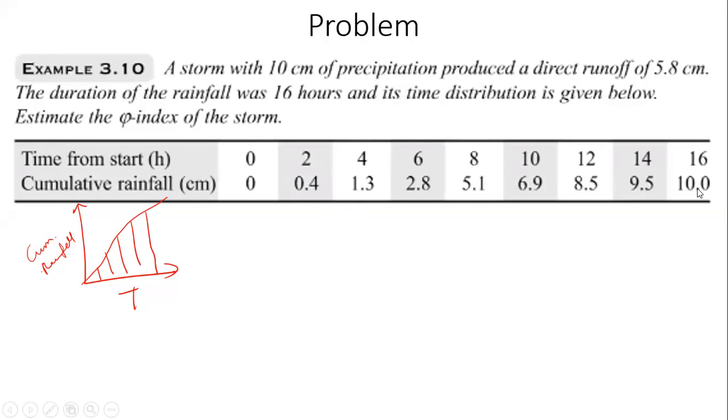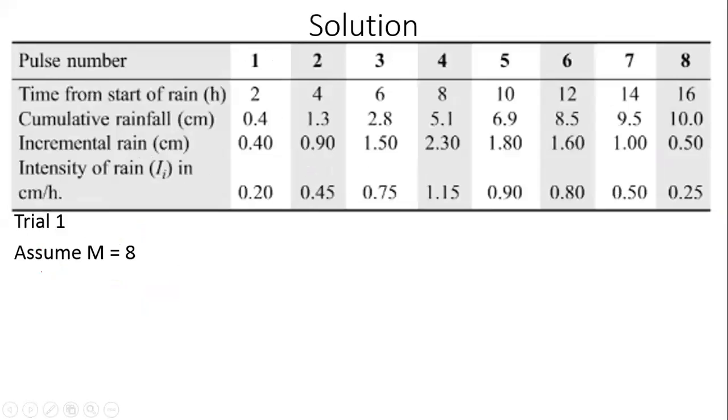Okay, so now I've rewritten this information in terms of pulses. So there are 8 pulses in total, coming to a total of 16 hours, right? So the cumulative rainfall, 0.4 centimeters, 1.3 and so on. This is all the same as the previous slide. So the incremental rain received in every 2 hour interval is 0.4 centimeters, 0.9, 1.5.